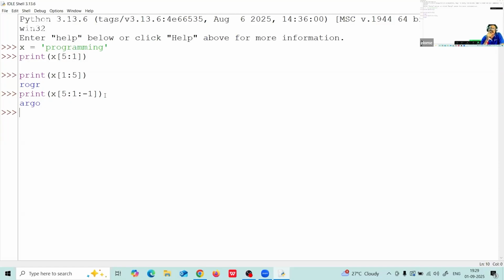You are understanding slicing works in both ways. That's why the increment can be positive or it can be negative. Oh, I forgot to disable. Sorry, disable annotations. Right.